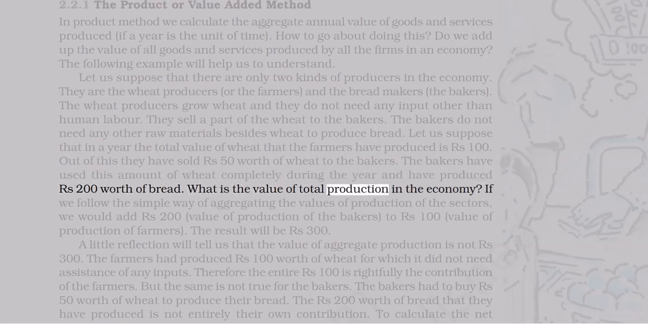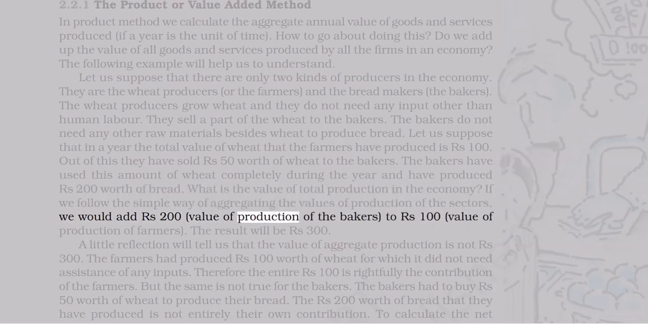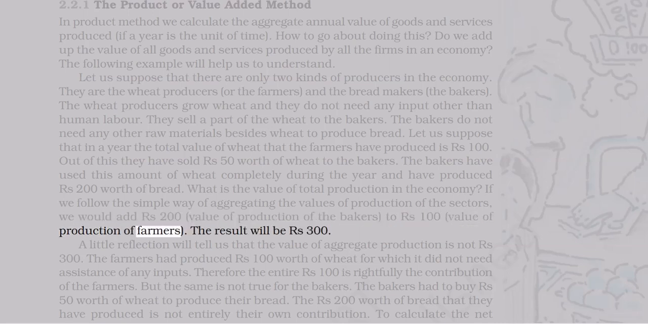What is the value of total production in the economy? If we follow the simple way of aggregating the values of production of the sectors, we would add 200 rupees, value of production of the bakers, to 100 rupees, value of production of farmers. The result will be 300 rupees. A little reflection will tell us that the value of aggregate production is not 300.